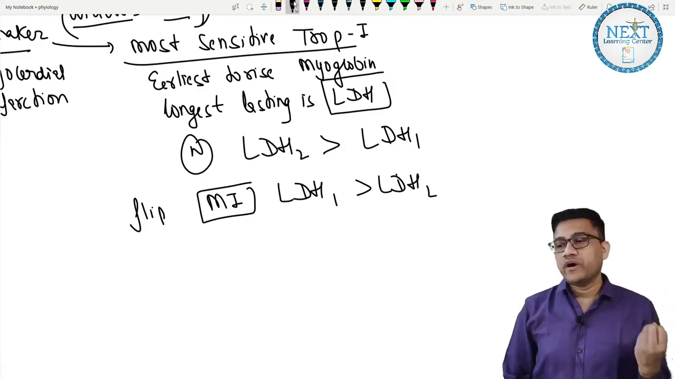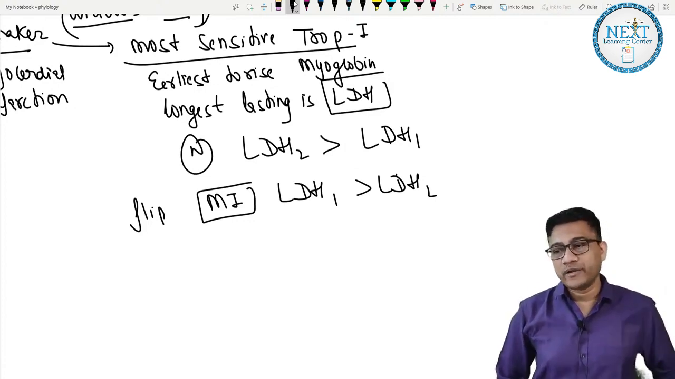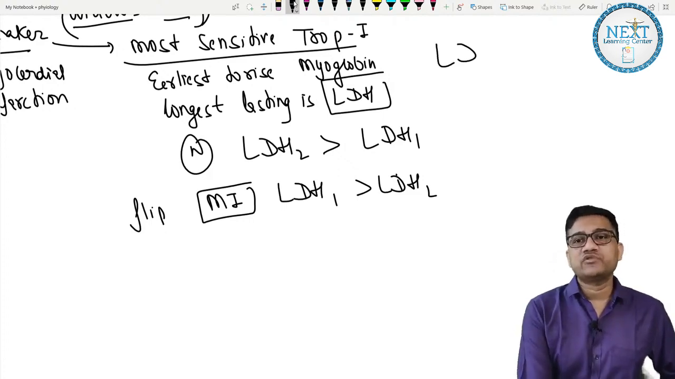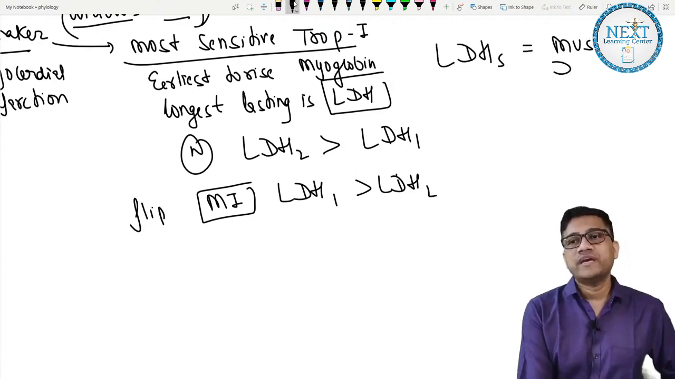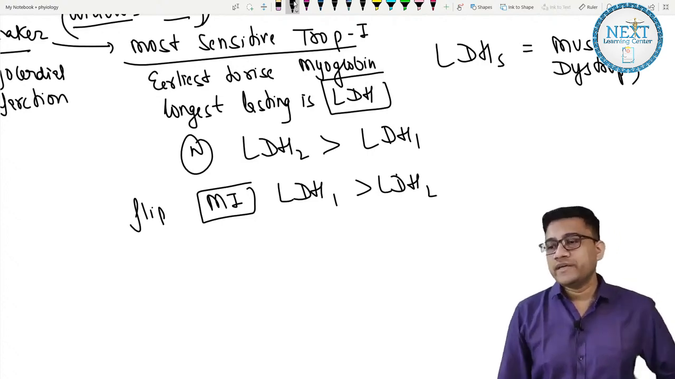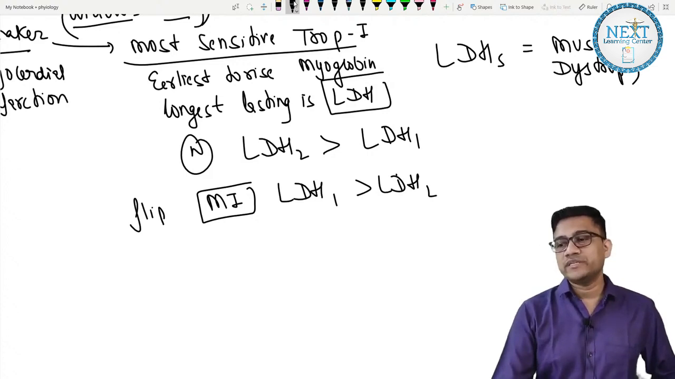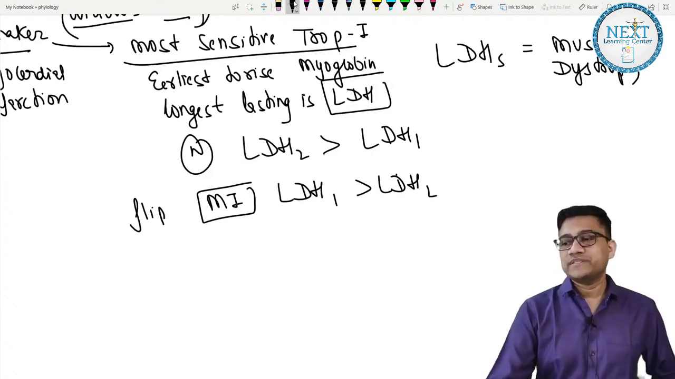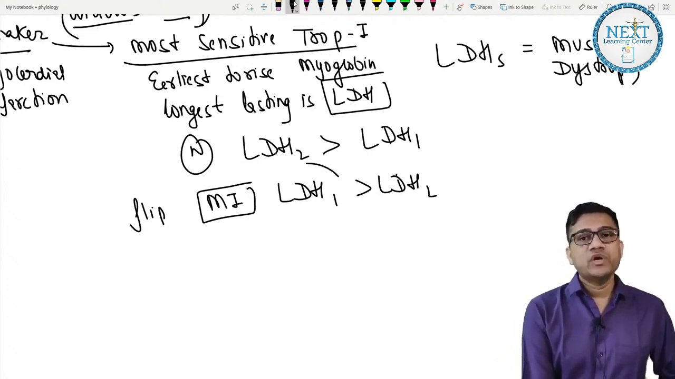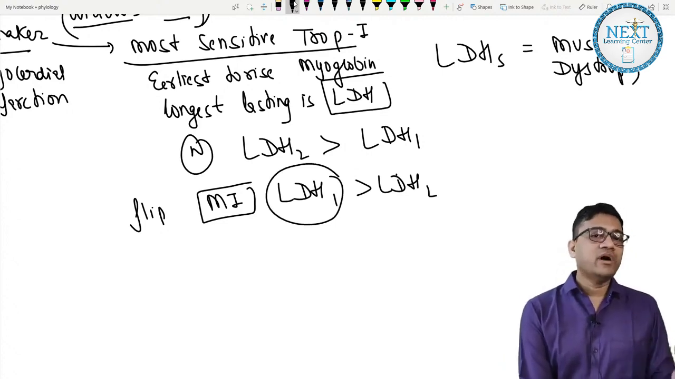So what is more? 1 is much more. Are you clear now? Okay, LDH5 is for muscle dystrophies, skeletal muscle dystrophies. So how to remember this? Always remember which one is going to increase primarily in the heart. It is basically LDH1 which will increase in this case. So LDH1 is the main. Both will rise, but 1 will now be more than 2.